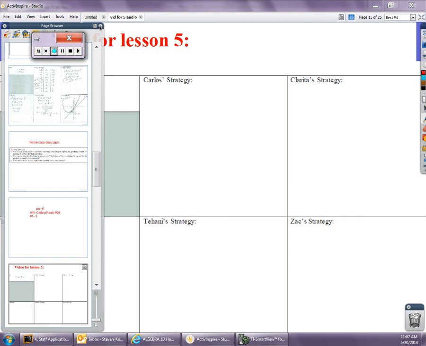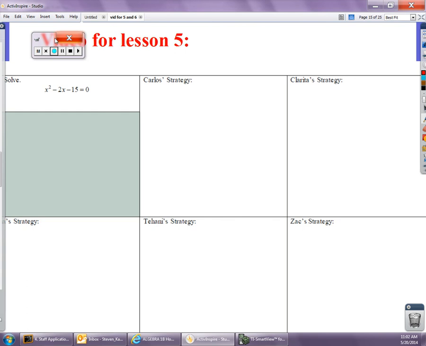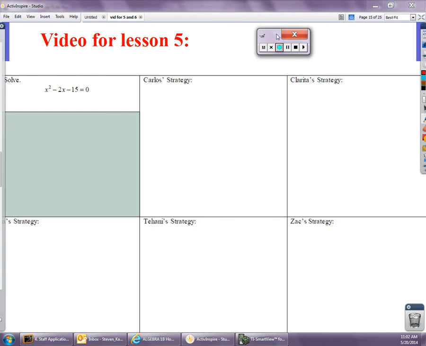Hey guys, it's Mr. Cat's going to go over a quick thing that you should have learned in lesson 5. This is pretty much what we were doing in this lesson. We were taking a quadratic equation and we were solving it many different ways. So I'm just going to go through and don't worry about the names of the strategies.